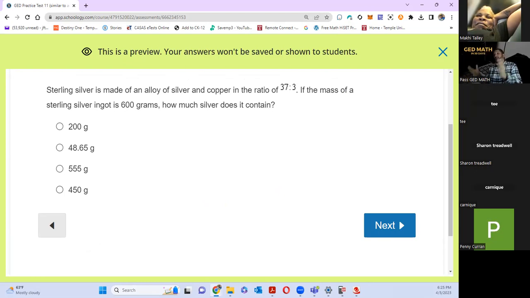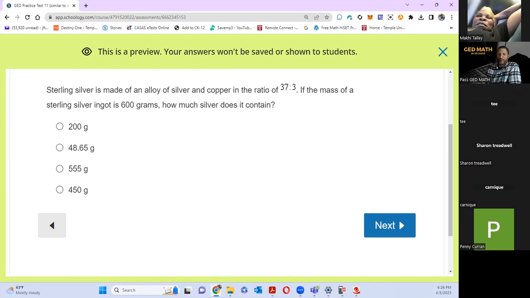But if we look at this problem: sterling silver is made of an alloy of silver and copper in a ratio of 37:3. If the mass of a sterling silver ingot is 600 grams, how much silver does it contain? Can anybody answer this question?